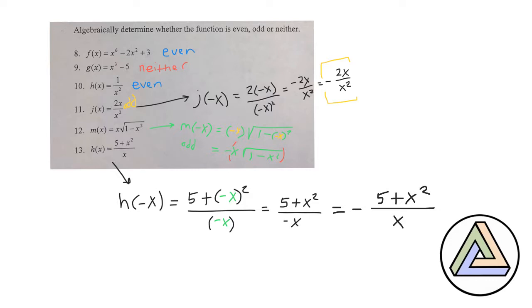Because think about it, this negative right here could be applied to the bottom or the top, but not both, right? Now, it was applied to the bottom here, so I'm just putting it out to the side. Usually the answers in the back of the textbook will have the negative next to the dividing line. Just know that that negative could be applied to the bottom or the top, but not both. And the reason I'm putting it next to the dividing line is because we can very clearly see now that this is the negative version of the original function. The original function was 5 plus x squared all over x. This is the negative version of that original function. Therefore, this is odd.